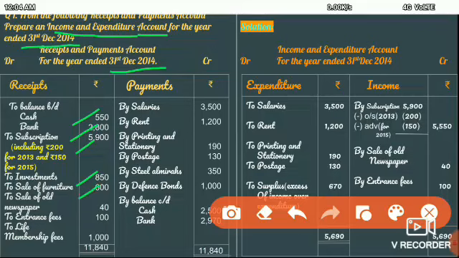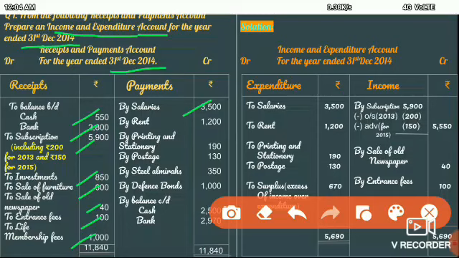By sale of old newspapers, the amount received is 40 rupees. Then through entrance fees, the amount received is 100 rupees. Then through life membership fees, the amount received is 1000 rupees. On the payment side, we have payment of salary which is made in cash during the year was 3500 rupees.